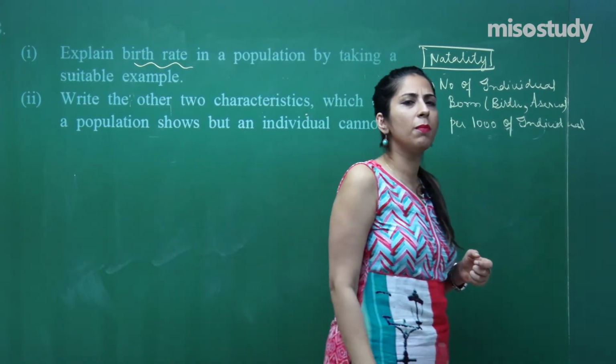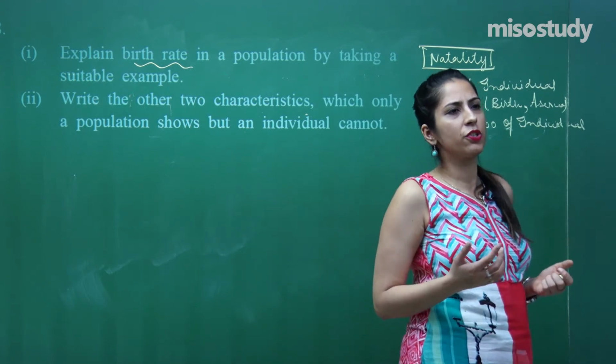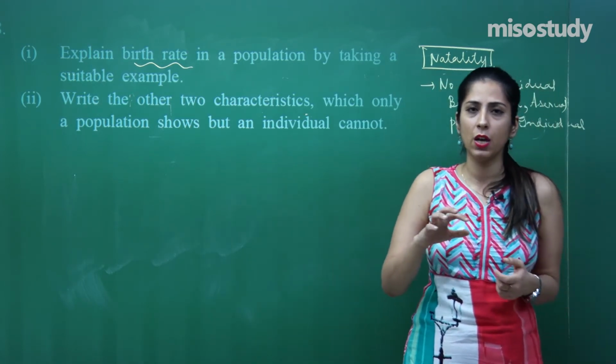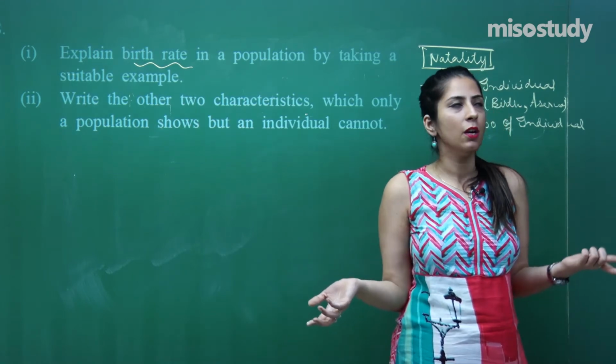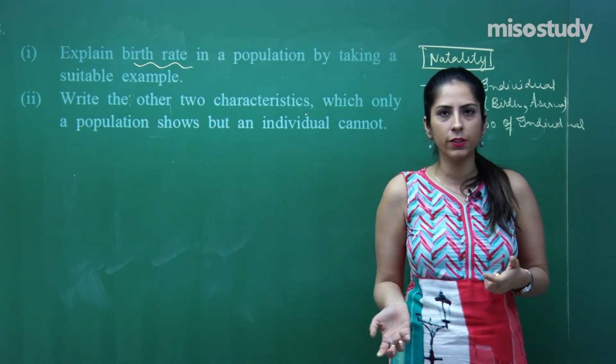In this, you can talk about any example, like in a population, initially the population is this much. After 2 years, the population becomes this much. What is the birth rate? Because it is calculated per unit of time.